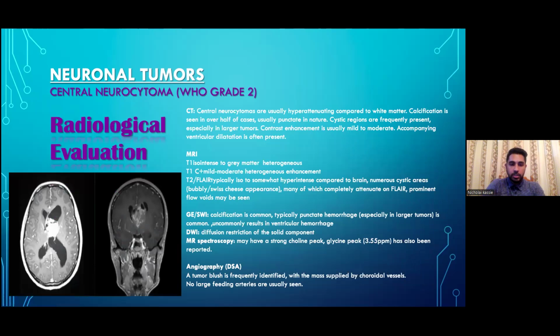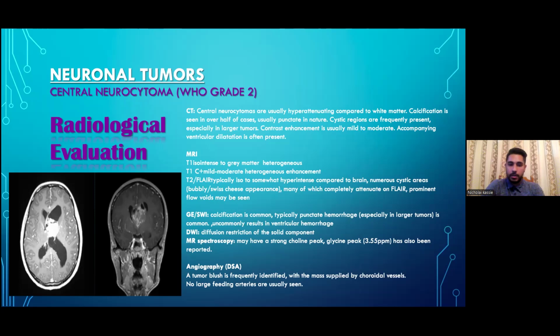In terms of radiological evaluation of these patients, on CT these tumors are usually hyperattenuating compared to the white matter, and calcification is seen in over half of cases, usually punctate in nature. Cystic regions are frequently present, especially in the larger tumors. Contrast enhancement is usually mild to moderate, and accompanying ventricular dilatation is often present as well.